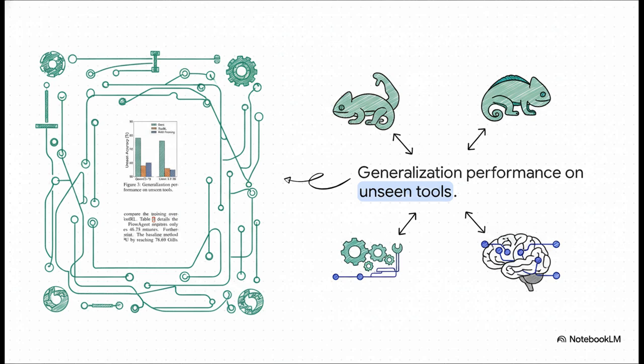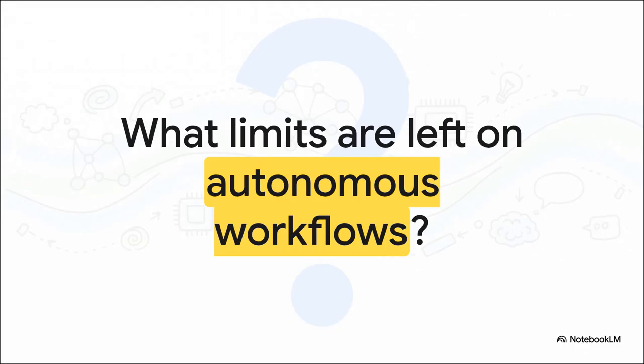schemas on the fly. We've seen how shifting from myopic, step-by-step guessing to continuous, plan-level reasoning completely transforms an AI's ability to navigate complex tasks, correct its own errors, and adapt to totally unseen tools. Which leaves us with this final thought. If AI agents can now seamlessly map global trajectories and dynamically adapt their reasoning in real time, what limits are actually left on autonomous workflows?